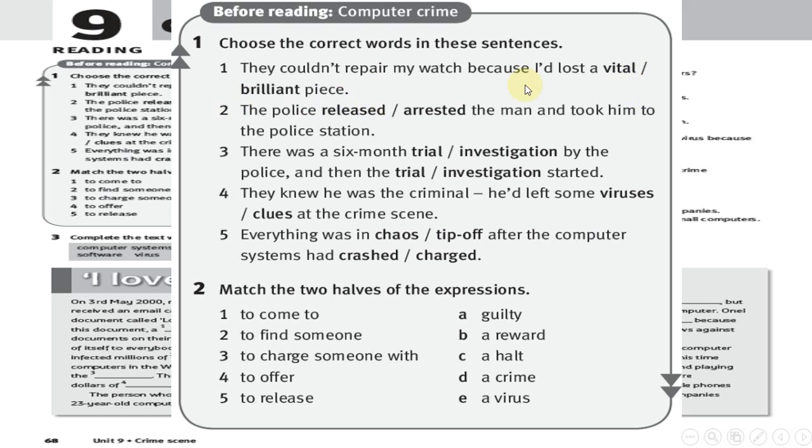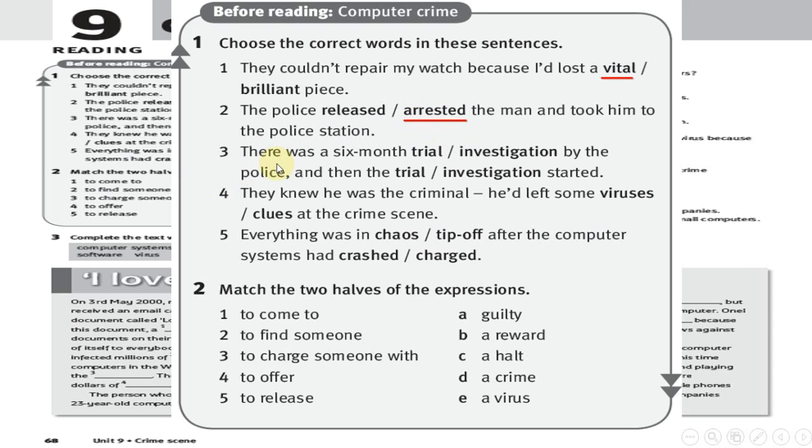The answer is vital. هون حبايبي بتقدر توقف الفيديو وتحط إجاباتك وشوف إنك أنت فاهم الدرس أو لا، ونرجع نشيك مع بعض. تمام؟ طيب نكمل هون. Number two, the police released or arrested the man and took him to the police station. هل الشرطة أطلقوه أم قبضوا عليه؟ So the answer is arrested.